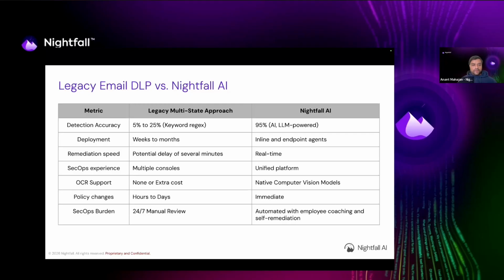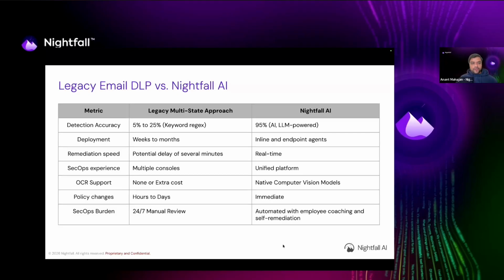Over and above that, continuing on the detection accuracy differentiator, OCR scanning in most cases just doesn't exist in some of these legacy tools, or it's an extra cost, as we've learned in the case of Purview. Whereas with Nightfall, it's all natively baked in. We use computer vision models to tokenize and pull the text out of these images, or images embedded within PDF documents, scan that, and then instantaneously help you remediate that.